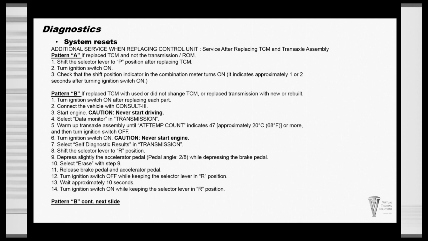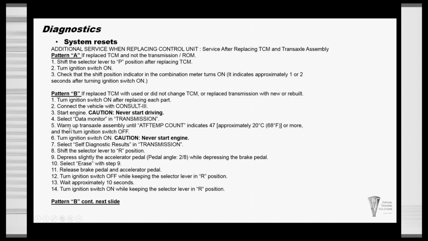So basically what we're doing here is we're relearning the ROM information to the TCM, or the TCM information is relearning the ROM. So they have to be on the same page. So basically after we do each part, we're going to turn the ignition switch on after replacing each part. So let's say you replace the TCM, you're going to want to replace the TCM and turn the ignition switch on with the shifter in park, and you should see the indicator replace. Now we want to do that before we change the transmission.